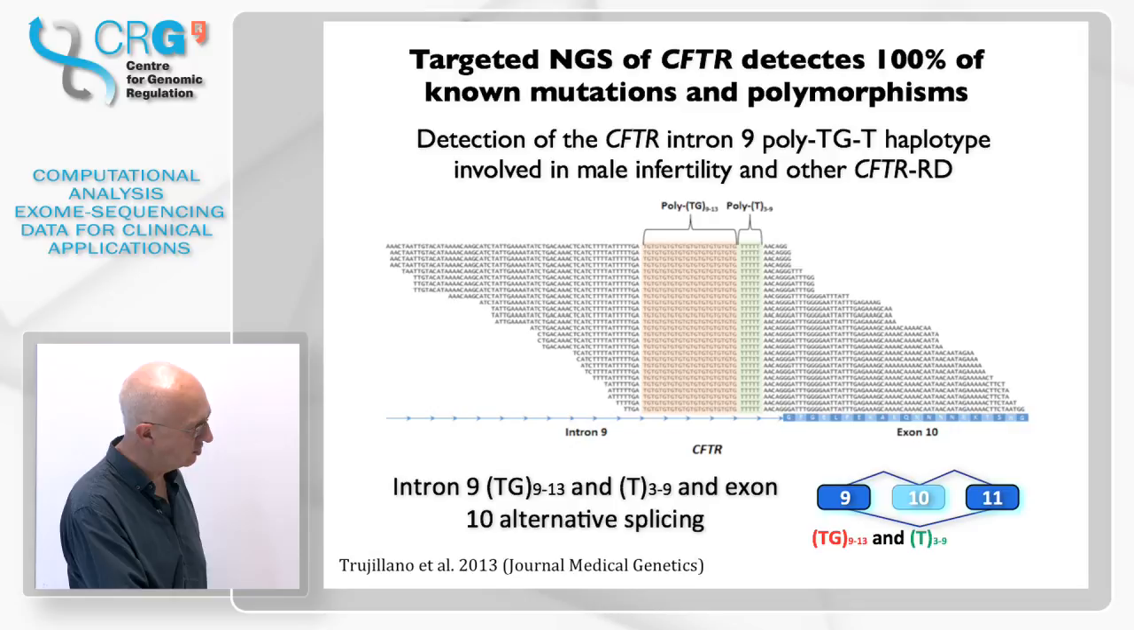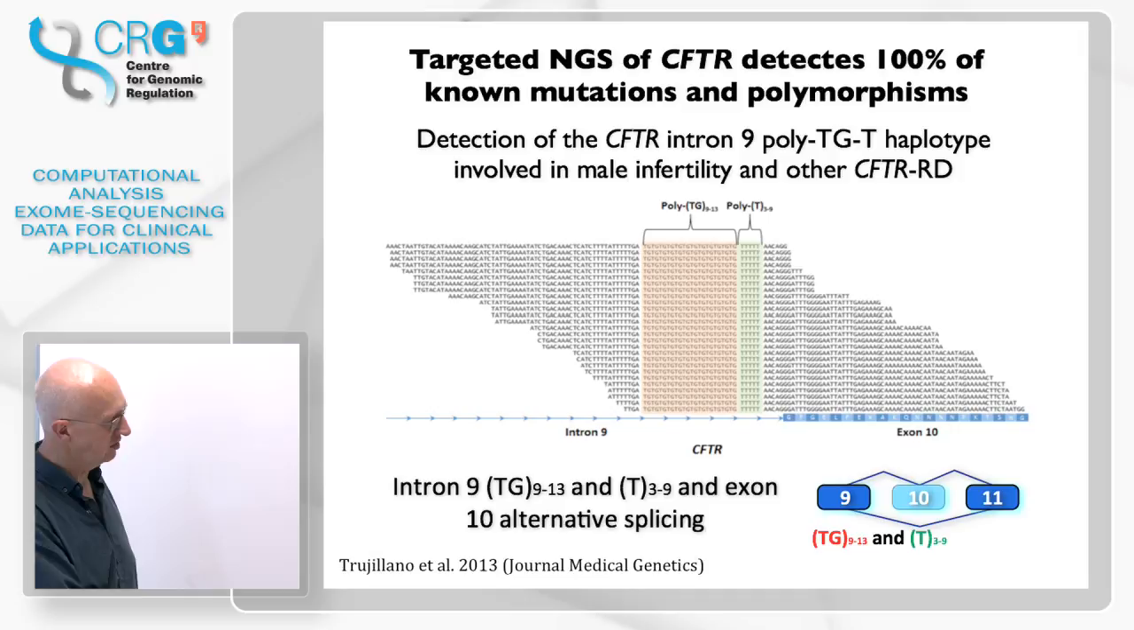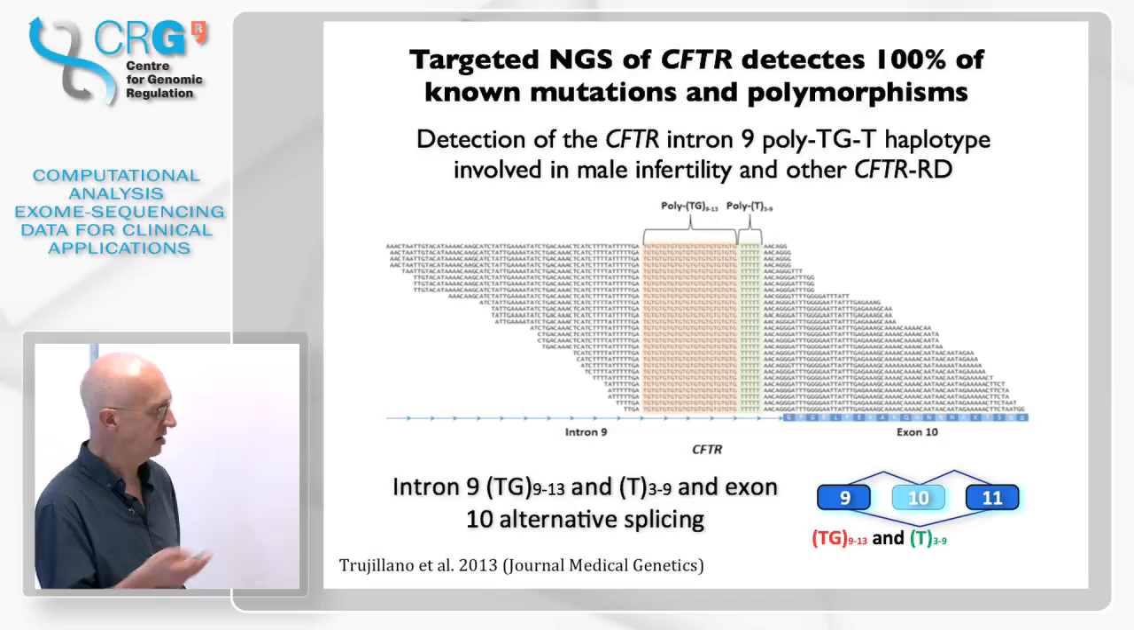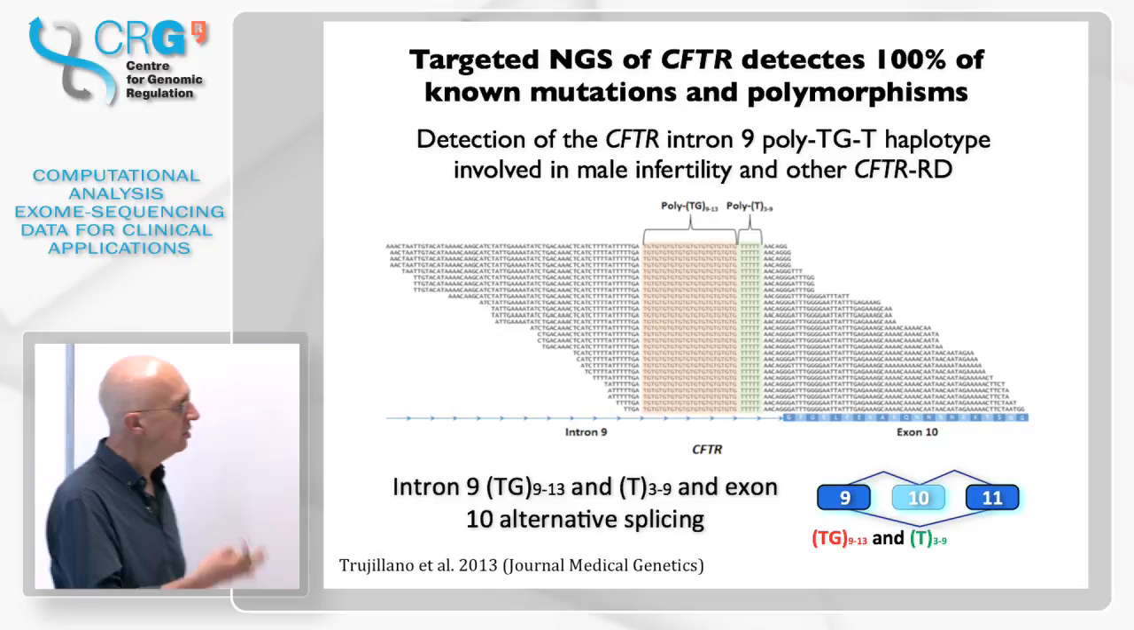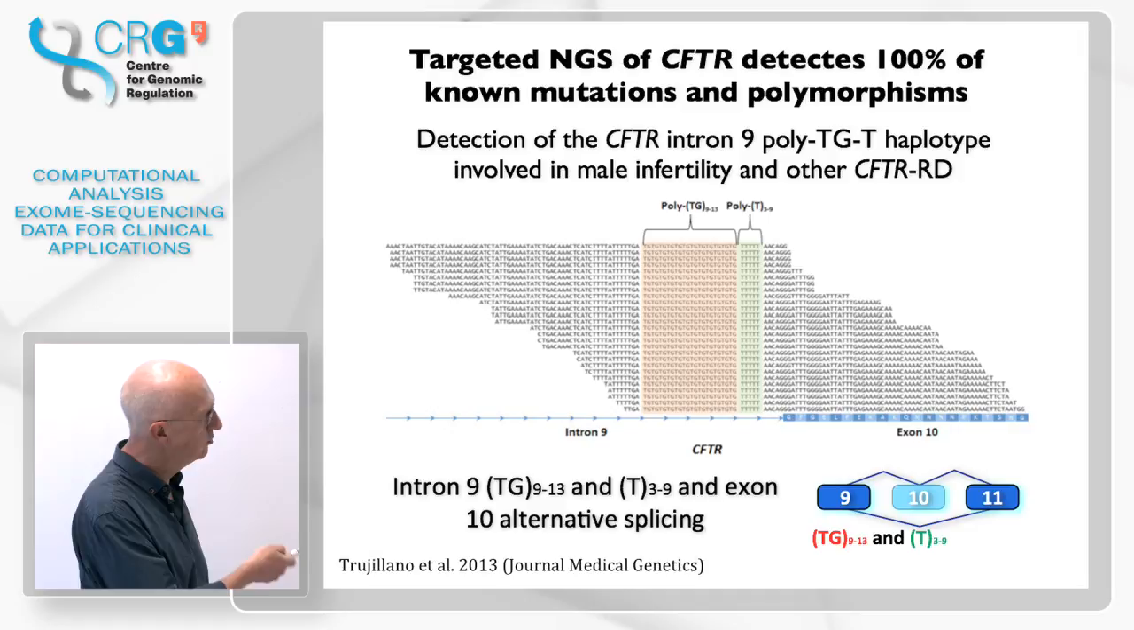And this is the major mutation that is responsible for azoospermia in individuals in the general population. So in many cases of males that go to fertility clinics and are tested for CFTR, they have this mutation in combination with another mutation.